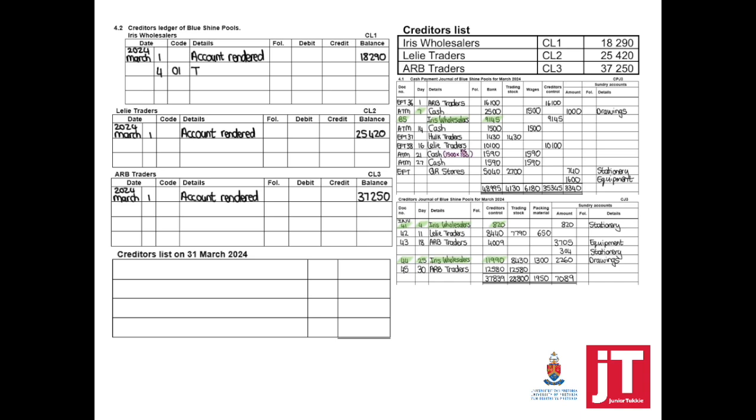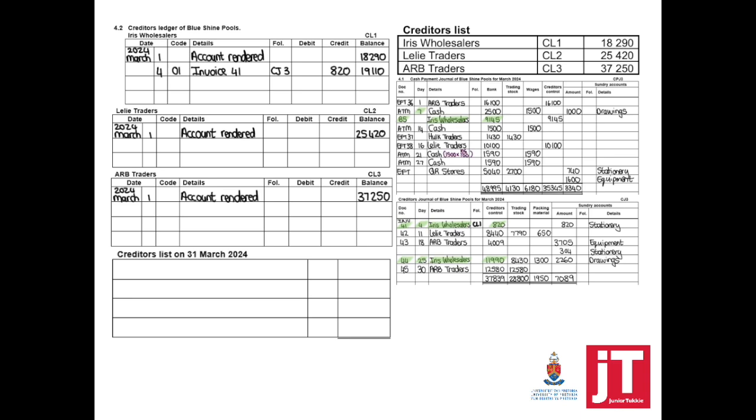So the first transaction happened on day 4 from the creditors journal. It means that goods or items were purchased on credit. I don't care what we purchased. That's why I've got the creditors journal. I care about how much is owed to the supplier, and then we calculate the new balance.